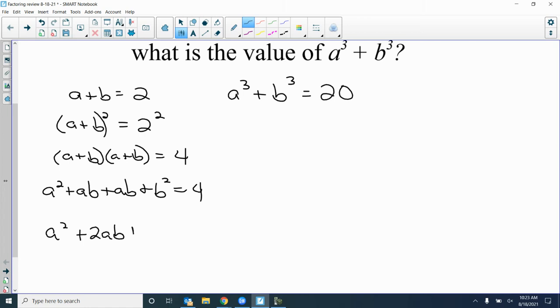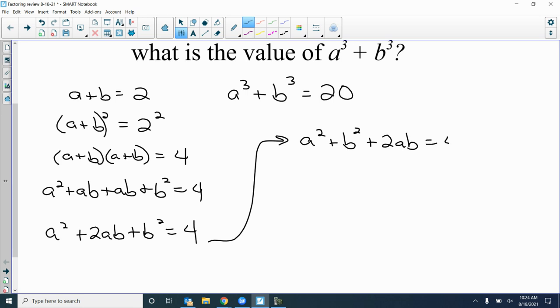plus 2ab plus b squared equals 4. And I'm not going to get to the answer from this. This is going to be something that you can use within the problem as you go further. But it's something you're going to need. Now, at this point here, I'm just going to regroup. And I'm going to put a squared plus b squared together plus 2ab equals 4.